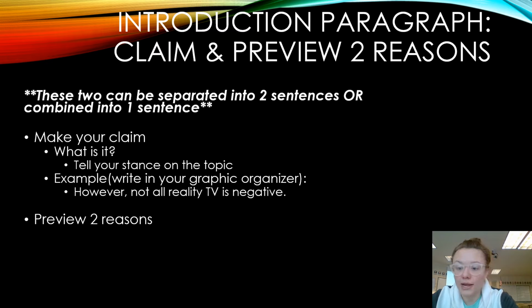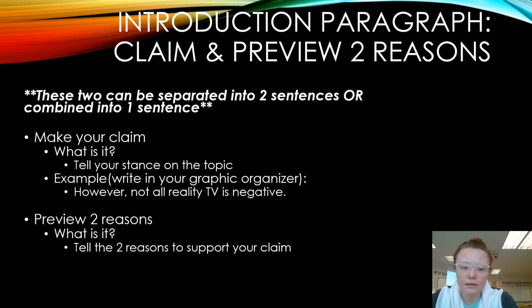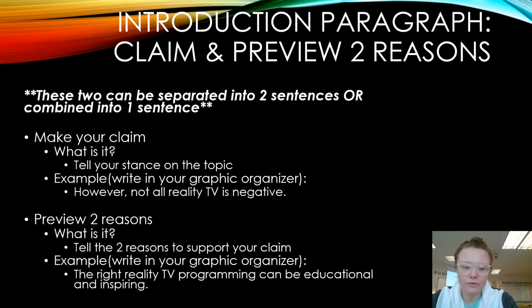Okay, so now in the next sentence, you need to preview your 2 reasons so you're super clear to your reader about what your paper is going to be about. And this is where you're telling your 2 reasons that support your claim, that prove that your claim is valid. So my example is, the right reality TV programming can be 1, educational, 2, inspiring. So pause the video, go ahead and write this example in your graphic organizer and press play when you are ready for the next section.